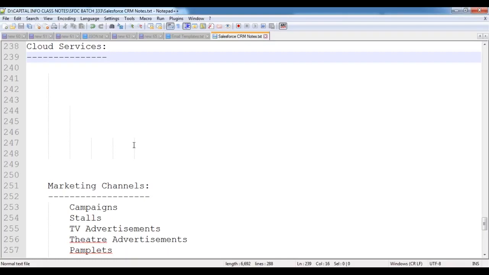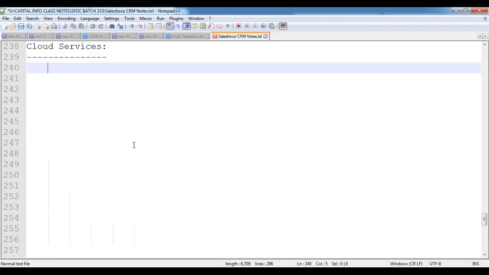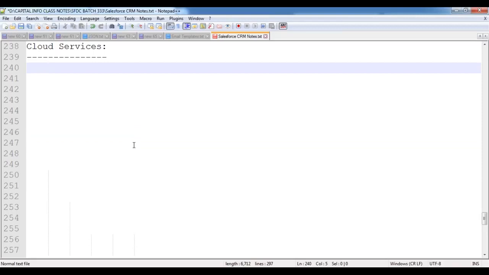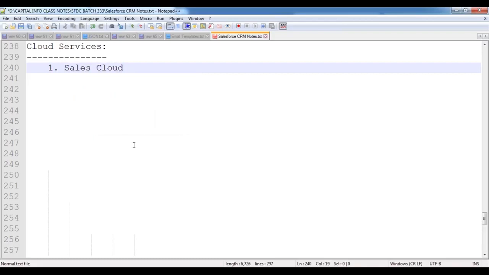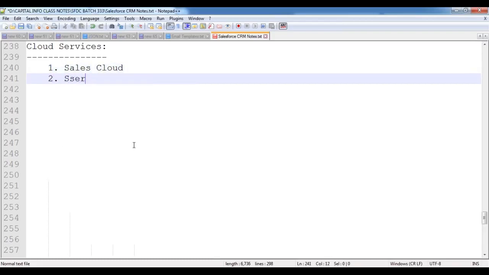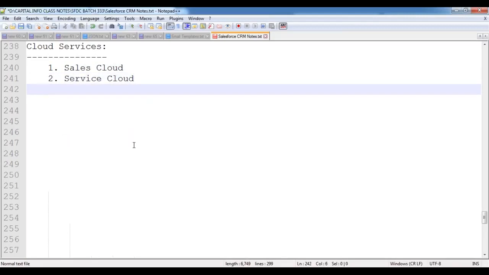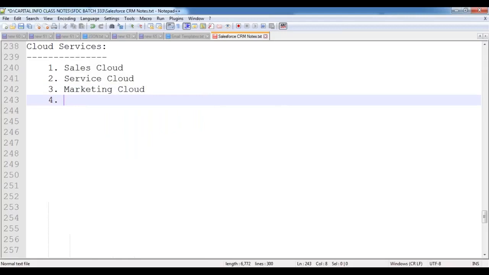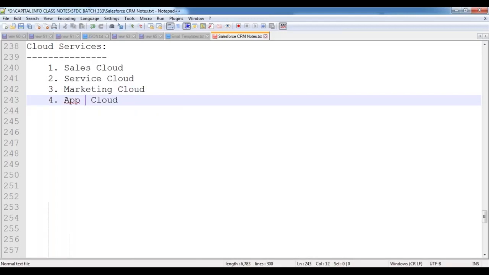Salesforce, from the beginning, is purely offering various cloud services. What are the various cloud services offered by Salesforce? Now let me explain. The first one is Sales Cloud. Second one is Service Cloud features. Third one, Marketing Cloud. Fourth one, App Cloud. This is also called Application Cloud.